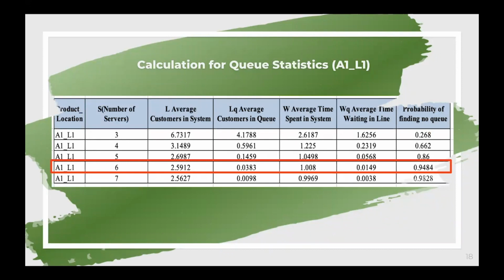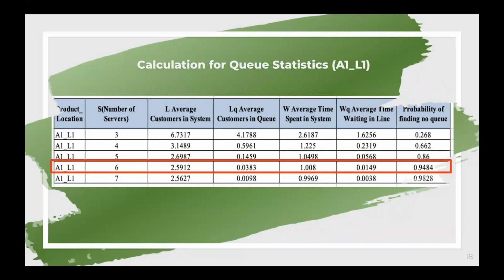From the result, as the number of servers increases, the average customer in the queue decreases. The average time spent in the system decreases and the probability of finding no queue increases. Our objective is to minimize both the queue time and the value of holding inventory, which is to make sure every customer is able to buy the product within the day, meanwhile keeping the number of holding inventory low.